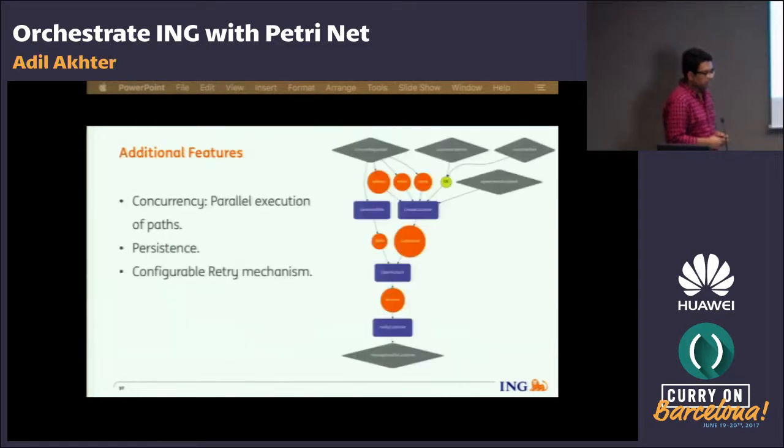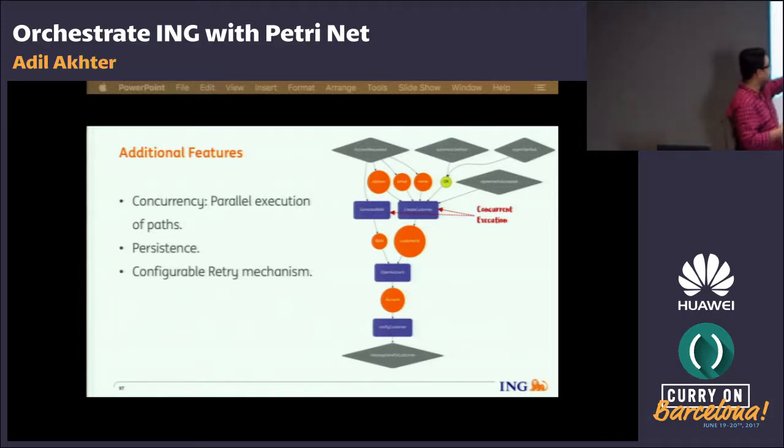There are several things that we get for free using this model. One important aspect is concurrency. Since we're using Petri Net as our underlying engine, we get concurrency for free. While the recipe compiler is generating this graph, it makes sure that the concurrent paths can be executed in parallel. And then we also have synchronization automatically done there.